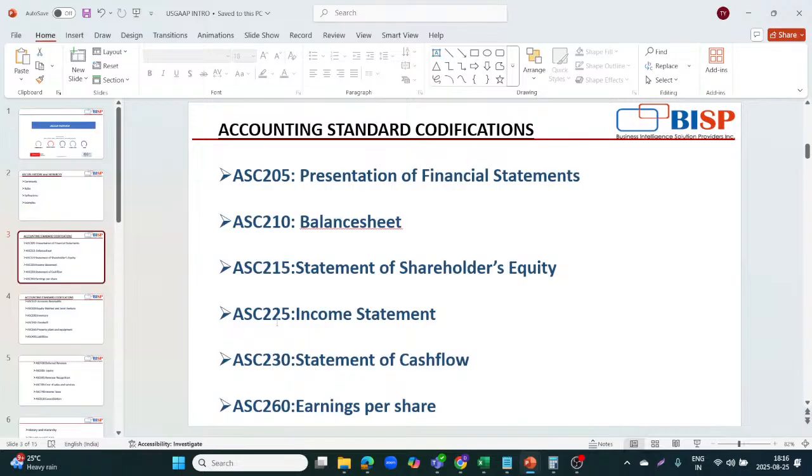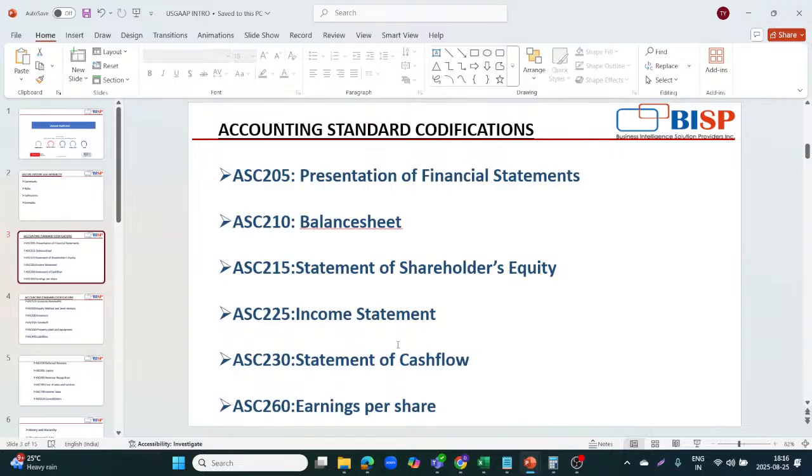Then we have ASC 225, that is income statement. We learn here everything about the income statement and how useful the income statement is in determining the profitability, creditworthiness, and value for investment purposes. Also, how useful the income statement is in predicting information about future cash flows based on past performances. For example, if there is uncertainty of certain cash flows. Okay, so we'll see everything related to the income statement in accounting standard 225.